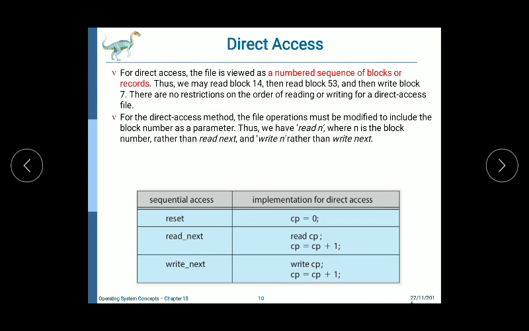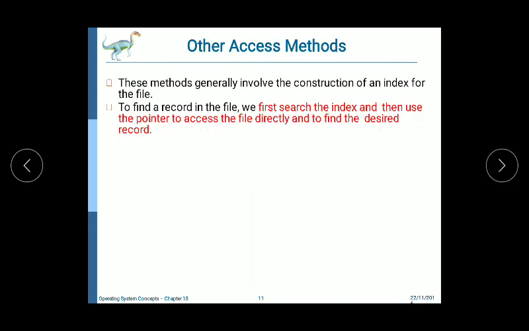This is about direct access. We also have other access methods. They can be built on top of a direct access method. That is, generally they will make use of direct or sequential access only. These methods generally involve construction of an index for the file.